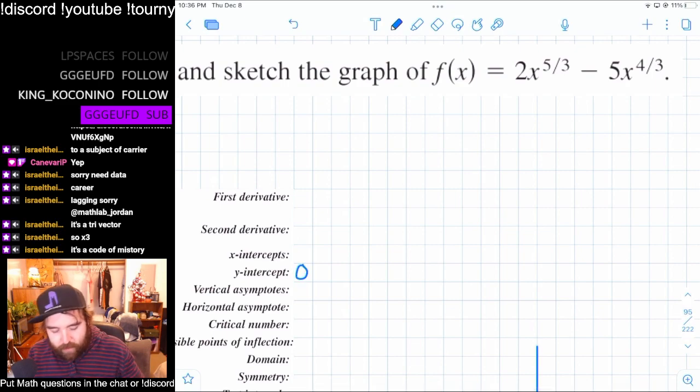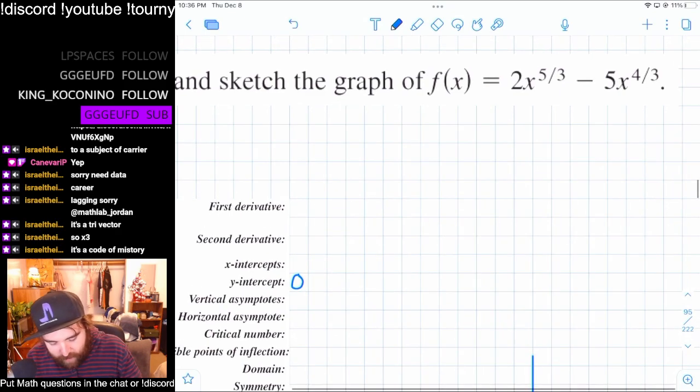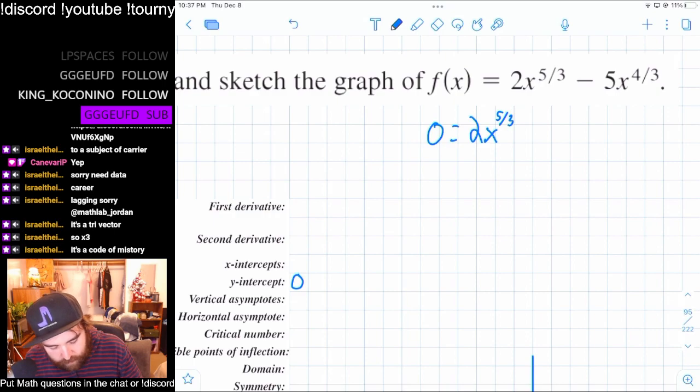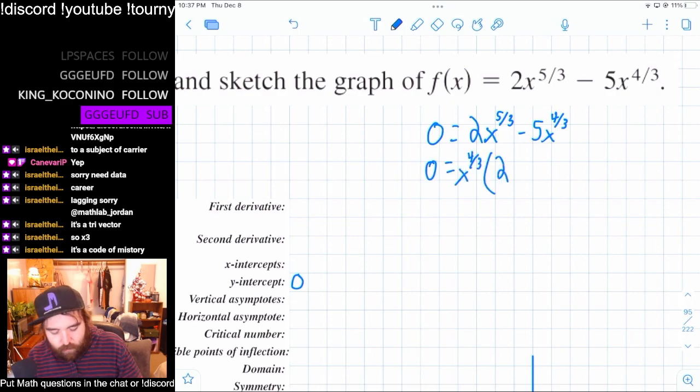It's when x equals 0. You set x equal to 0, you're going to get y equals 0. So we're happy there. X-intercepts, we have to set the entire thing equal to 0. That's a little more work. So let's write it out. 0 equals 2 times x to the 5/3 minus 5 times x to the 4/3. So what can I do? I can factor out an x to the 4/3. So then I have 0 equals x to the 4/3 times, and what's left? 2 times x to the 1/3, since you're dividing, so you're subtracting the exponents, minus 5, because that's all gone. And so all that equals 0.